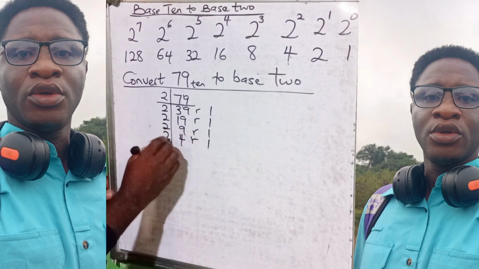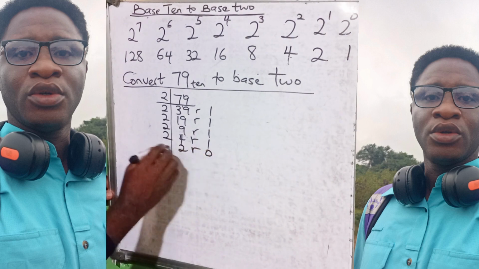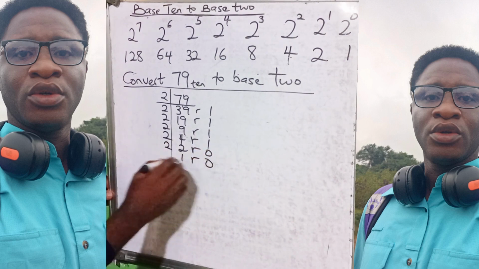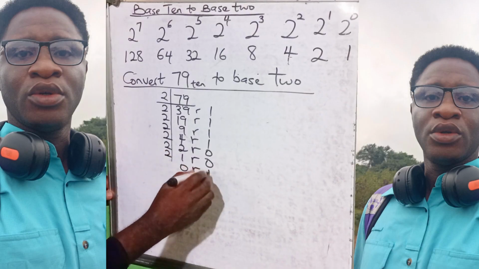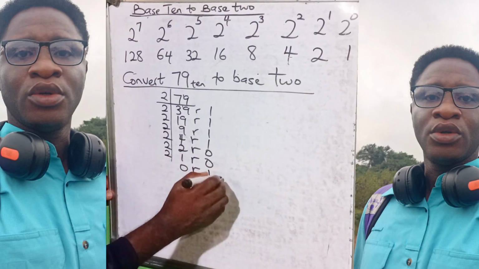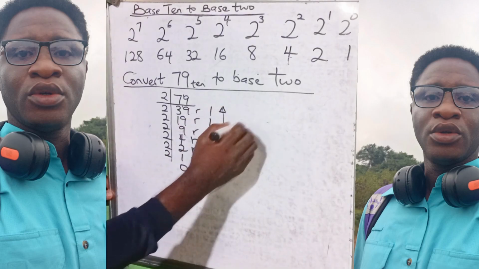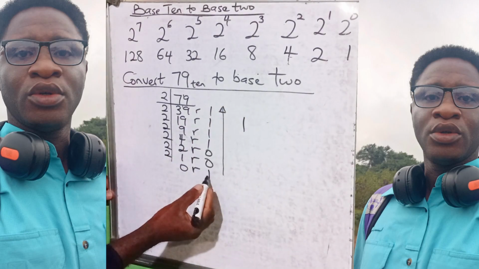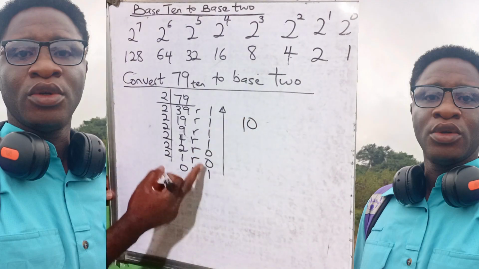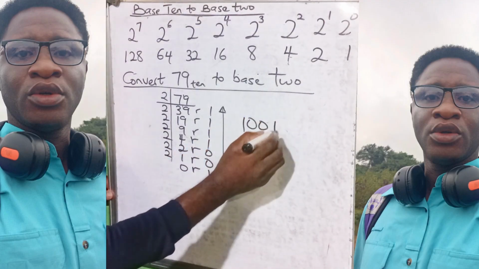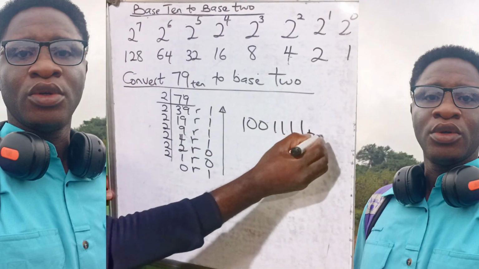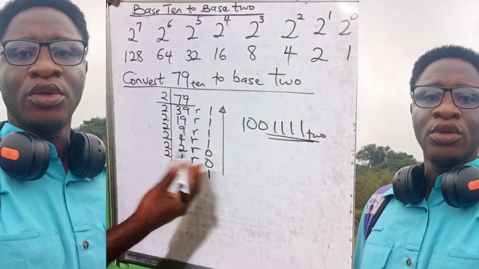Okay, 2 in this is 2 remainder nothing. 2 here, we have 1 remainder nothing. 2 in 1 is not possible. Remember the same 1. Are you seeing it? So count from down to up. So we have the answer to be 1, 0, 0, 1, 1, 1, 1. This is base 2 using this table method.